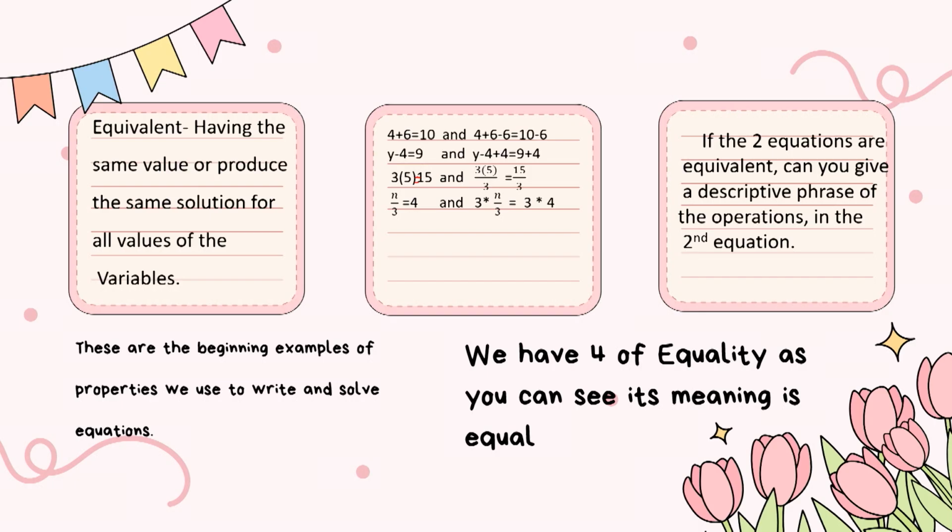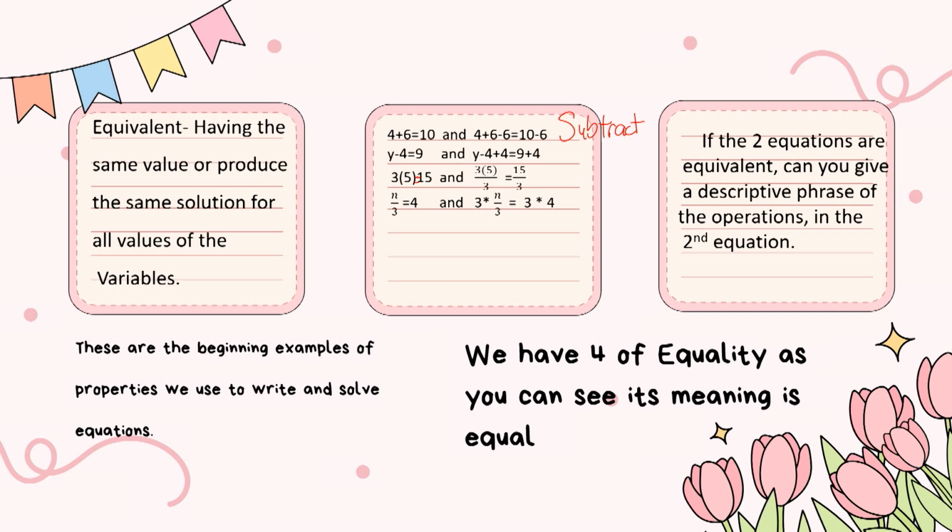So what we're going to do is look at the beginning examples of properties we use to write and solve equations. Let's look at this middle box. It says 4 plus 6 equals 10. Then I have 4 plus 6 minus 6 equals 10 minus 6. So what did I do from when I went from the left to the right? What extra step am I showing? Yes, I'm doing subtraction.